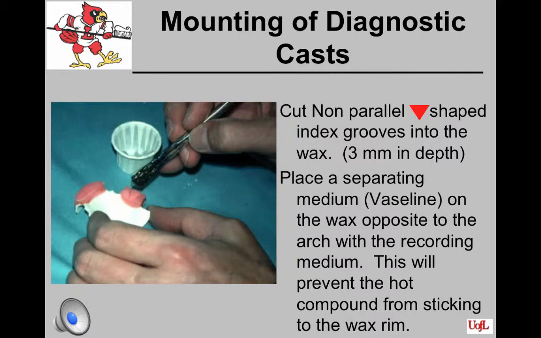After you have adjusted the rims and have cut non-parallel index grooves into the wax, place a separating medium, in this case Vaseline, on the wax opposite to the arch where you're going to have the recording medium. This will prevent the hot compound from sticking to the wax rim while taking a record.